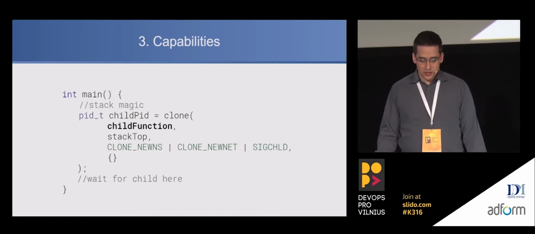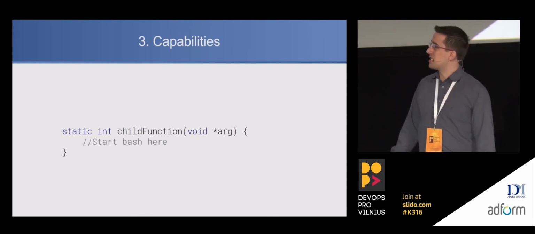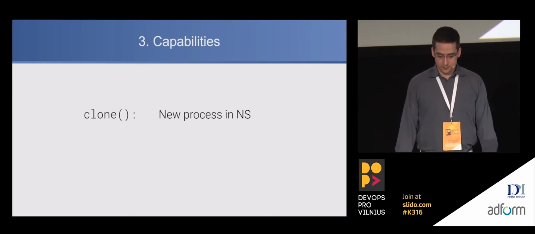So this child function, how does it look? It just looks like this. We can pass it a bunch of arguments and it just looks like a normal program. So that's it, easy like that.